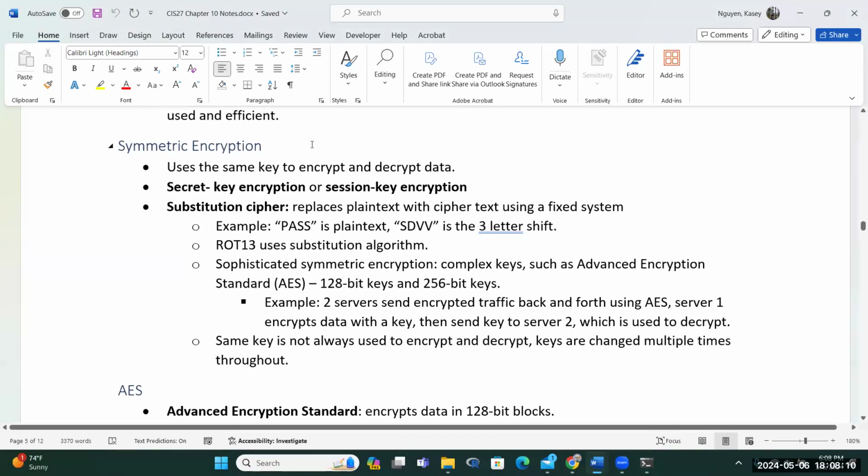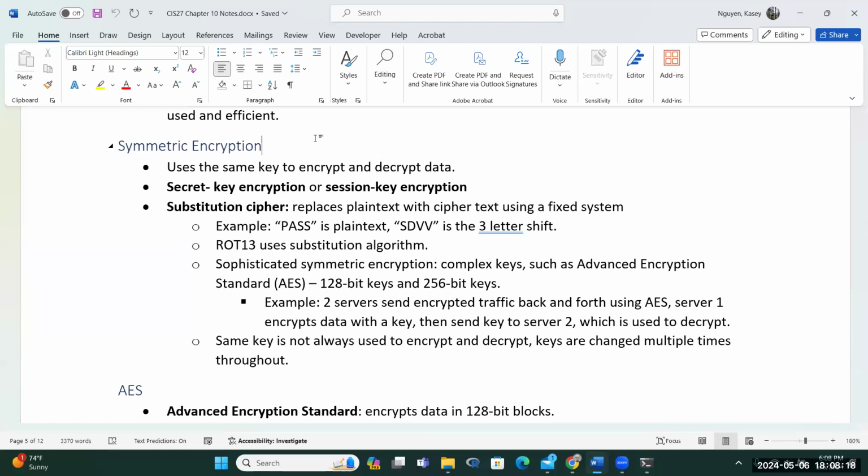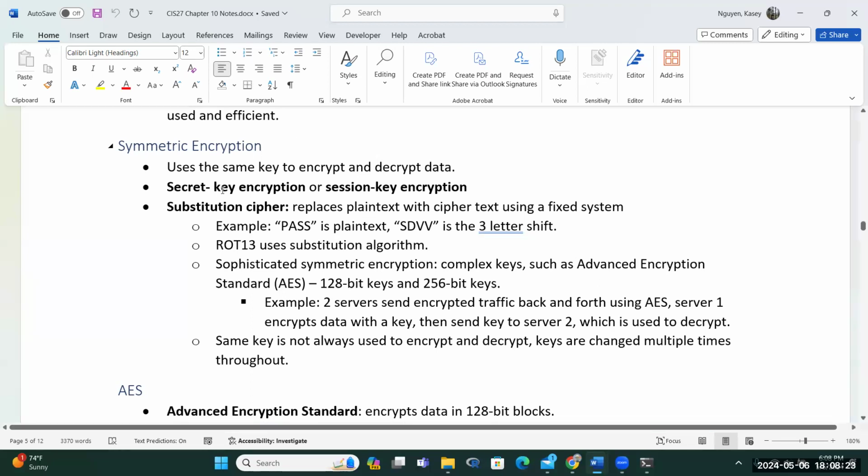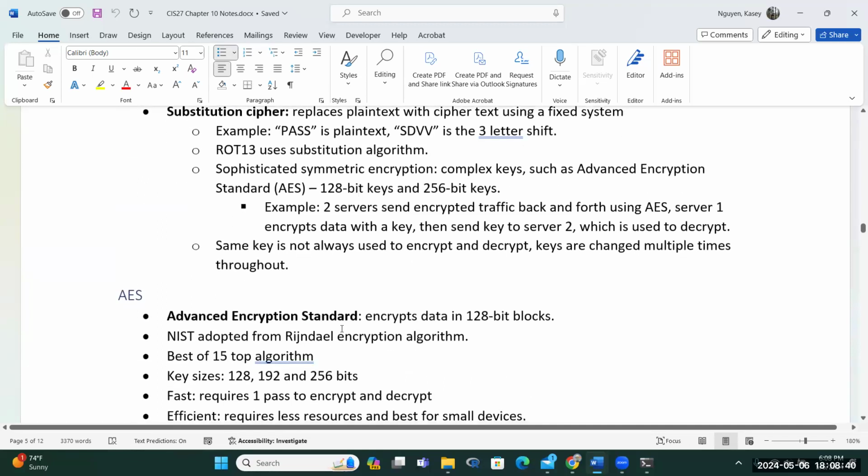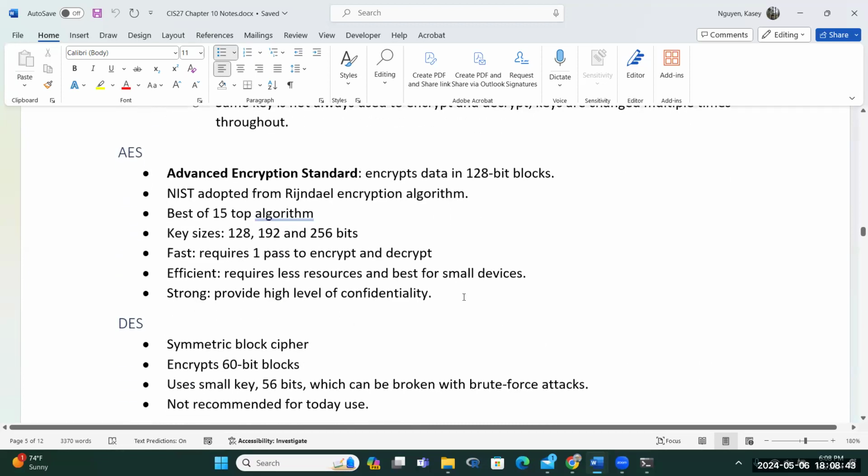So I broke this down into two categories. One is symmetric, the other one is asymmetric. And we already learned that symmetric uses the same key, right? The same key to the house to open and close. So it uses a secret encryption key or the session encryption key. And the key-based ciphering is substitution. So usually, it would substitute with different letters. This is the common one that you see. This is what your smartphone technology and also your wireless technology at home use.